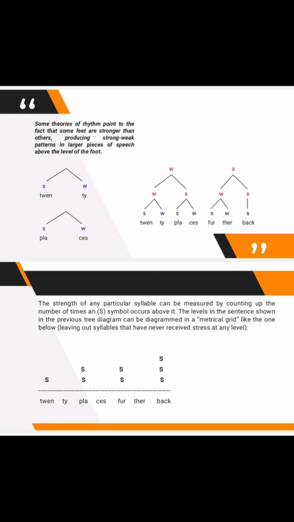The same thing applies to the word places. The first syllable is strong, the second one is weak. Now when we put these two words together and we have the phrase twenty places, when we move from the level of the syllable to the level of the word, now it depends on the speaker himself or herself and which word that speaker wants to stress. If the speaker wants to stress the word twenty, then twenty will be strong and places will be weak. And if the speaker wants to stress the word places, twenty will be weak and places will be strong.